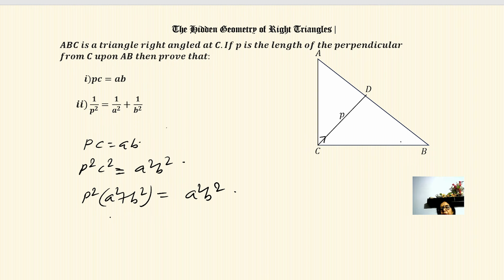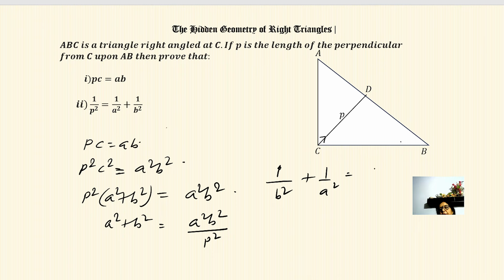So now if I divide both the sides by P square, I get here A square plus B square is equal to A square B square by P square. Divide again both the sides by A square B square. So you get 1 by B square plus 1 by A square is equal to 1 by P square. This is what has to be proved over here in the second part. So this is one option.